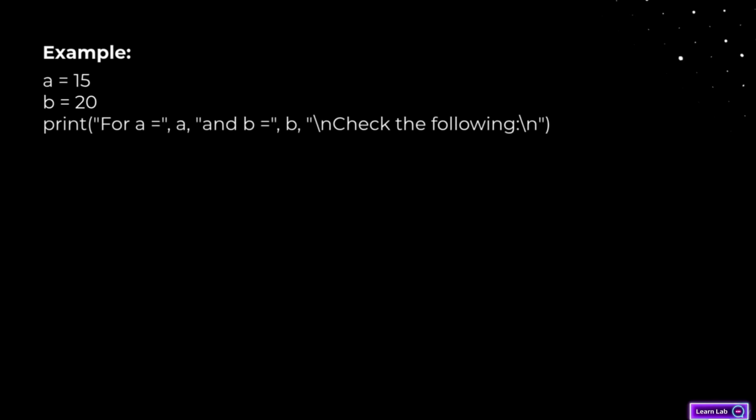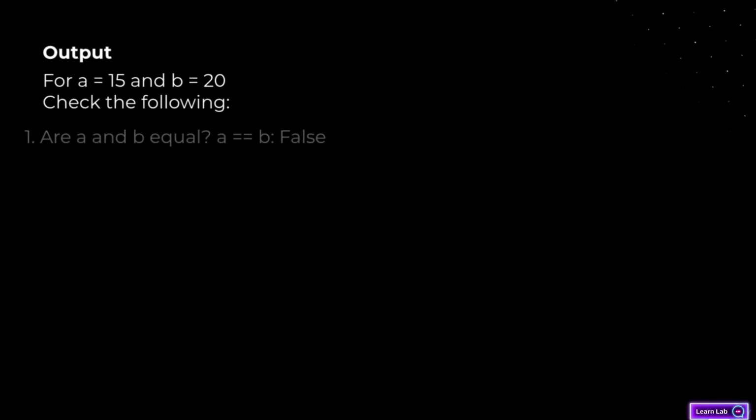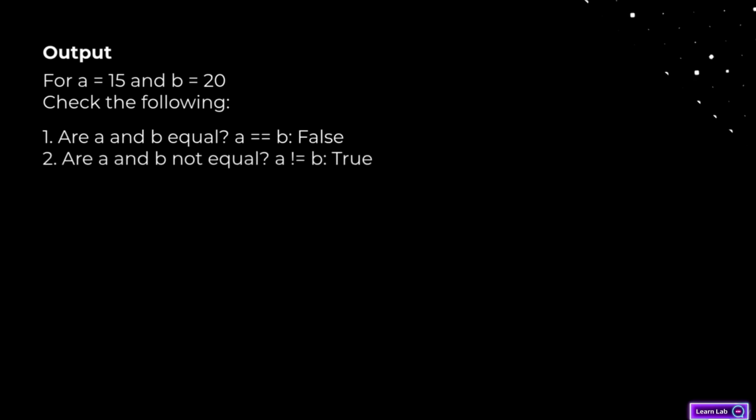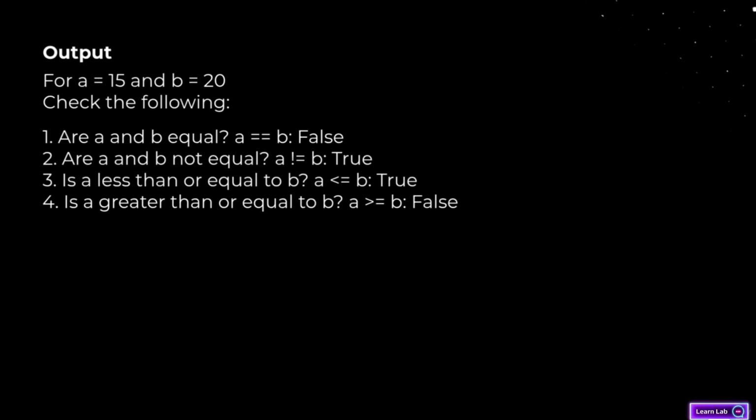Let's see an example code for the comparison operators in action. A = 15, initializing the value of A. B = 20, initializing the value of B. Let's print these values, evaluating and displaying the comparison results of all the operators, and the output will be for A = 15 and B = 20. Check the following. Are A and B equal? A == B. This is false. Second, are A and B not equal? The answer is true. Third one is A <= B. The answer is true. Fourth one is A >= B. The answer is false. Fifth one is A > B.